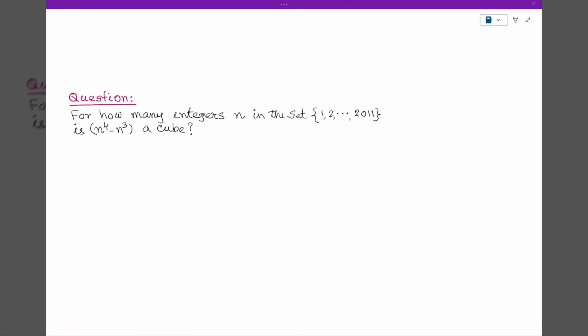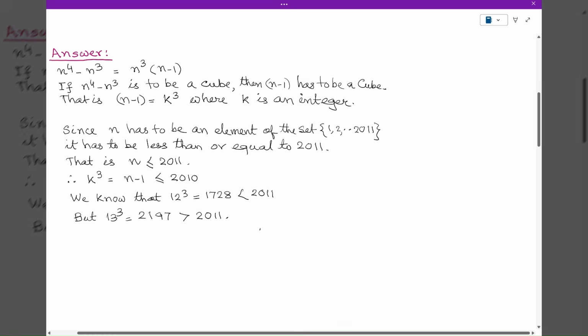For how many integers n in the set {1, 2, 3, ..., 2011} is the quantity n^4 - n^3 a cube? Now, n^4 - n^3 is equal to n^3 multiplied by (n - 1).